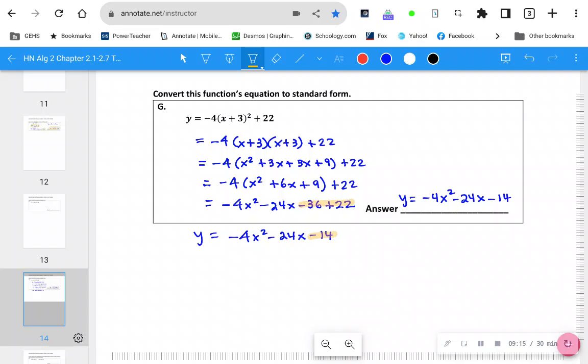And that's how you get from vertex form to standard form. And I'll pick up on example H in the next video.